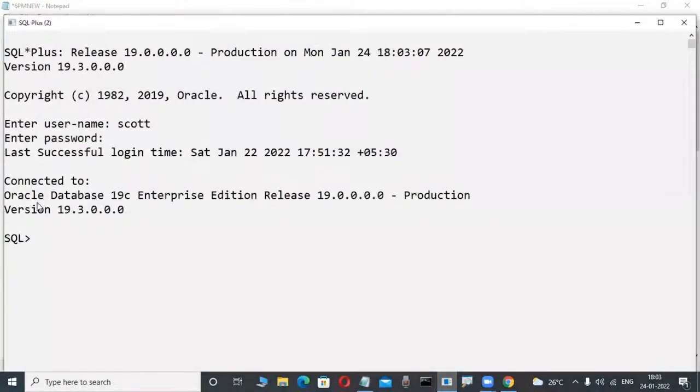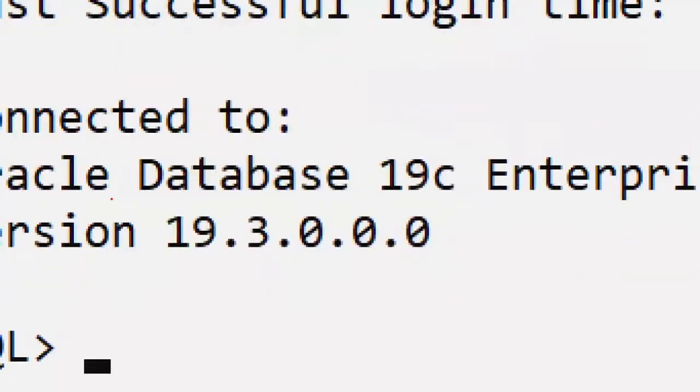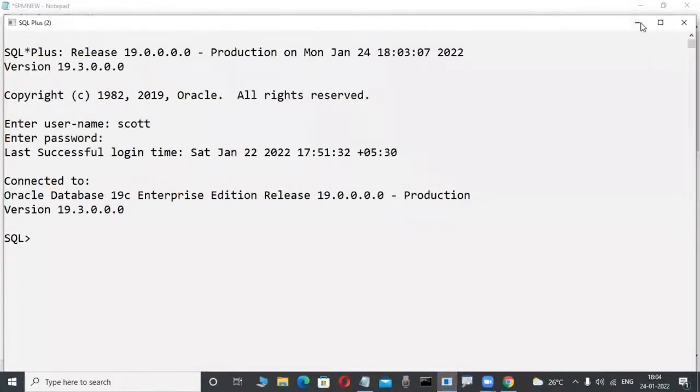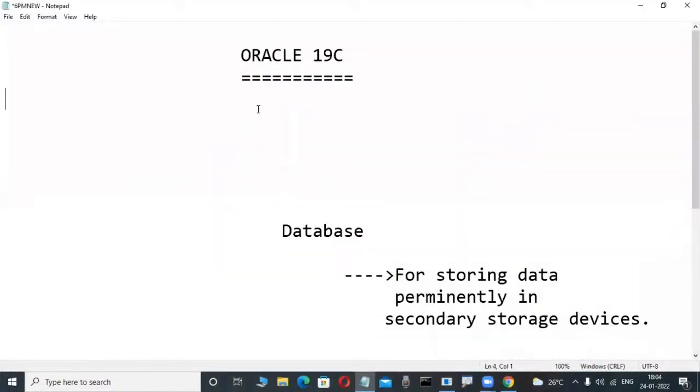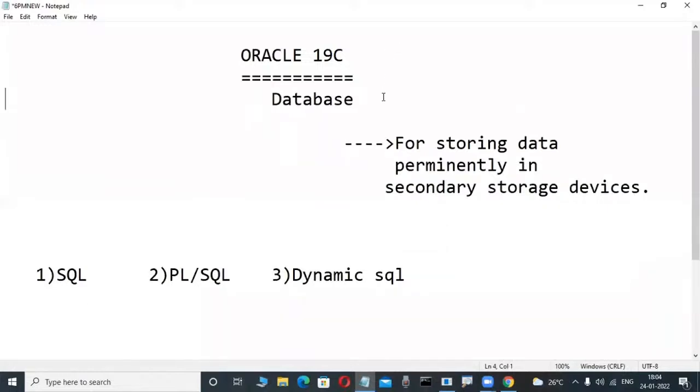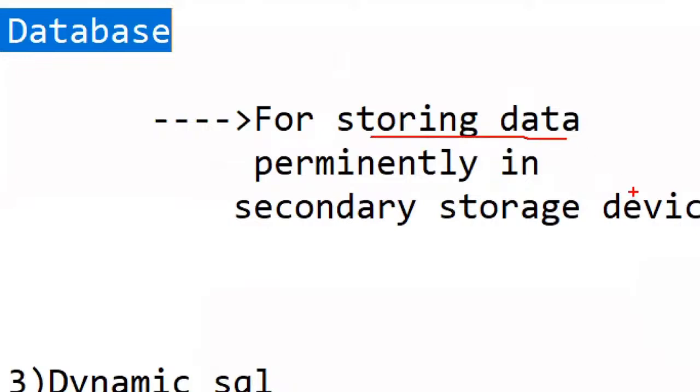Oracle is a product from Oracle Corporation. What type of product is that one? Database product. What is the purpose of the database products? Either Oracle, SQL Server, or DB2, so many products are there. What is the purpose of these database products? For storing data permanently in hard disk, in secondary storage devices. But not only permanently storing the data, but also an efficient way of retrieving the data.